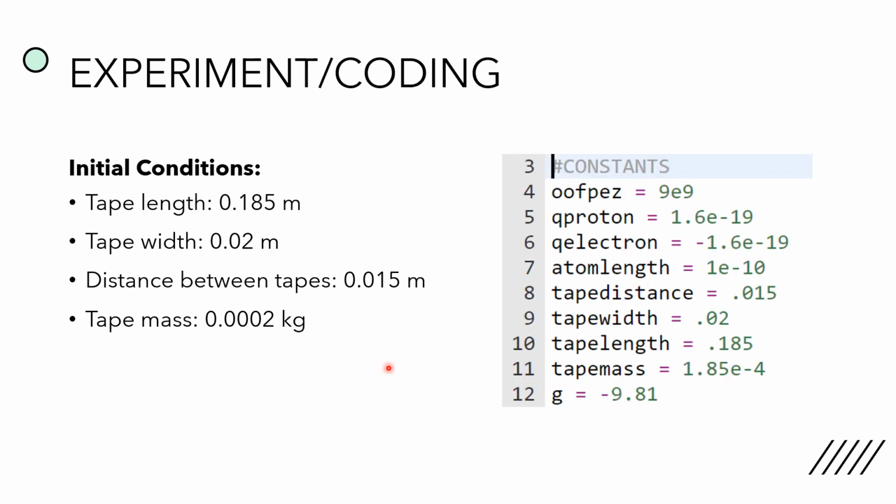So my initial conditions are given here. The tape had a length of 0.185 meters, a width of 0.02 meters. The distance between tapes was 0.015 meters, and the tape's mass was 0.0002 kilograms. And I declared all these constants as well as other constants that I needed for my program right here.